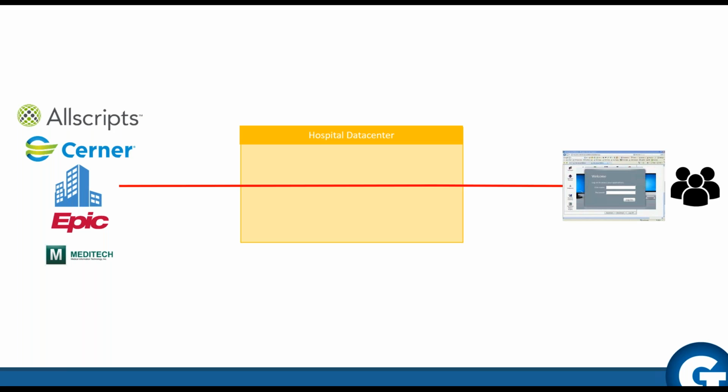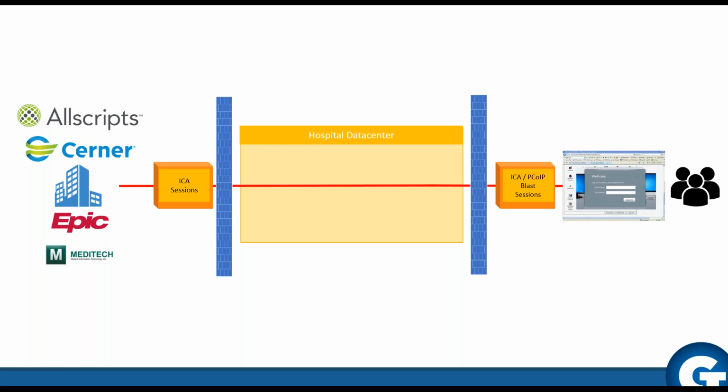So first of all, in most cases, that's going through some sort of data center, be it the hospital data center or a third-party data center, on its way back out to, in many cases, a double hop configuration to where it's located. That means you're using ICA or PC over IP blast sessions, depending on if you're on Citrix or VMware. You're going through firewalls, and then within the data center, there's a variety of components responsible for delivering this content back to the end user.